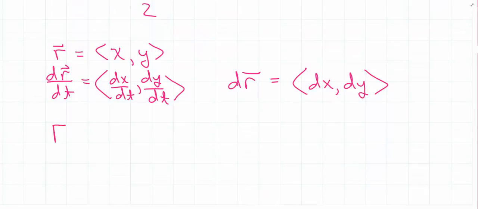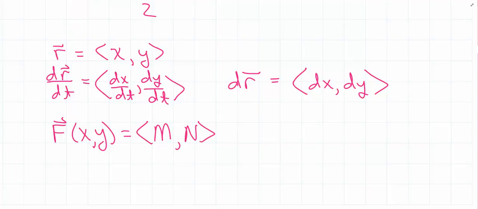So let's see where that brings us. So we've got this vector field, and it's M, N. Now I've just been doing 2 dimensions, but you can do 3. And then I want to say, okay, I'm going to dot product that.